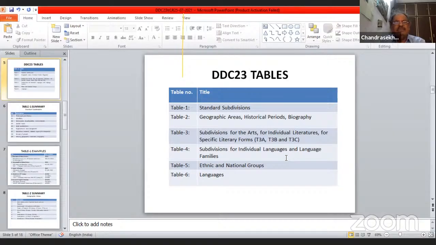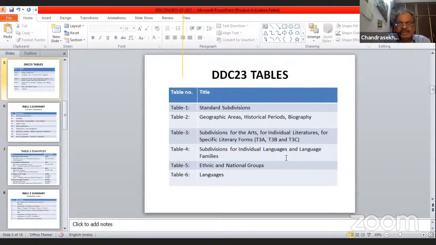then journals, serial publications, associations, study and teaching, research, collections, then geographical treatment, historical treatment, geography. All these come under standard subdivisions. That is table number 1.